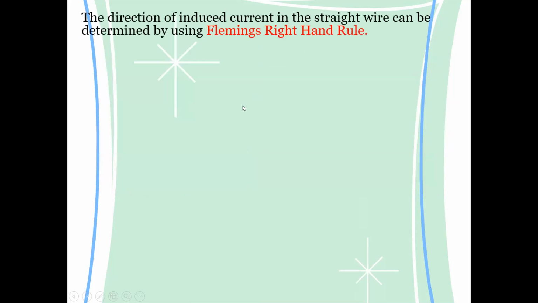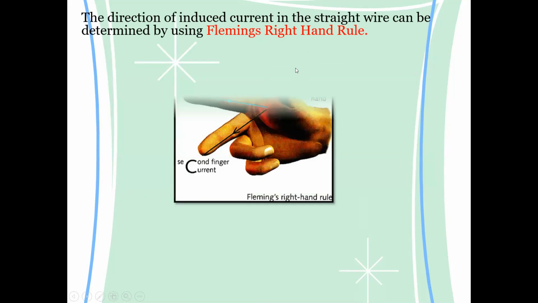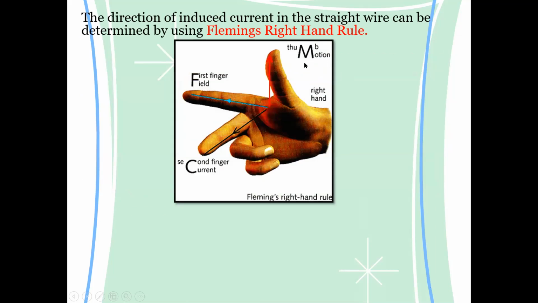For that purpose, we have to use Fleming's right-hand rule. What is Fleming's right-hand rule? It is similar to the left-hand rule. In the left hand, the first finger represents the field. In the right hand also, the first finger represents the field. The second finger represents the direction in which the current is produced, and the thumb shows the movement of the wire, the direction in which the wire is moving.